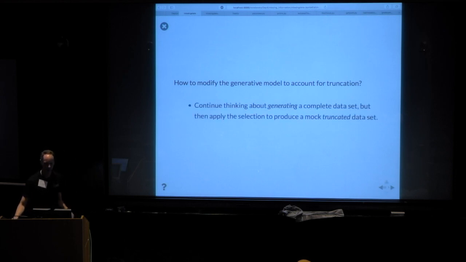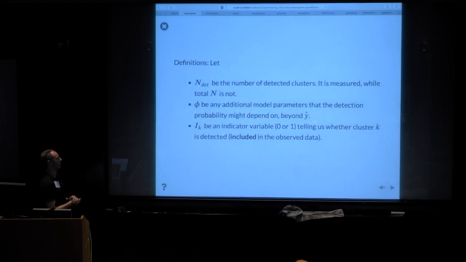I think it's most useful to continue thinking about generative models and continue thinking about, in our brains or on our computers, generating the complete data set, but then incorporating the selection procedure into that. So we generate a complete data set, generate mock measurements, and then those things that didn't meet our threshold magically go away to produce a truncated mock data set.